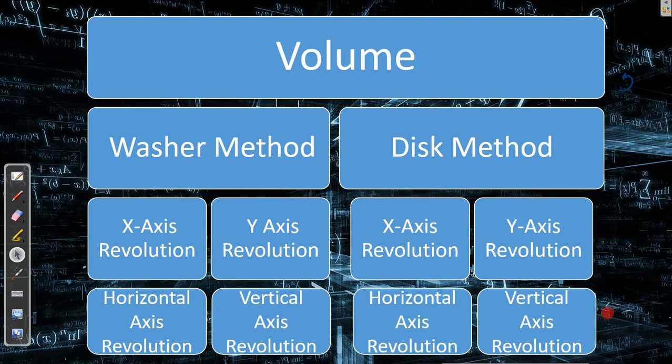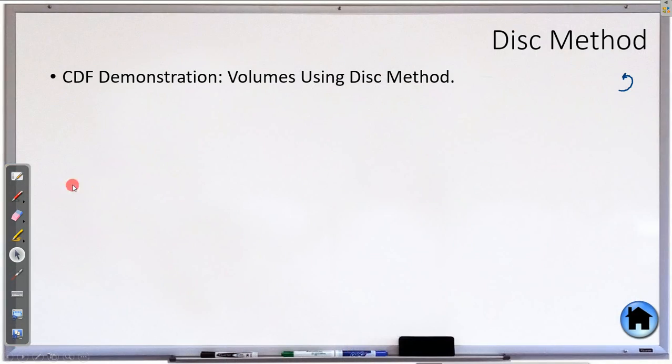We are continuing with volume. So we are still on the disk method, and we are going to now revolve around the y-axis. And so we're going to go around the y-axis and then any vertical axis in the coordinate plane. And so this is going to be very similar. So let's take a look at how you revolve around the y-axis.